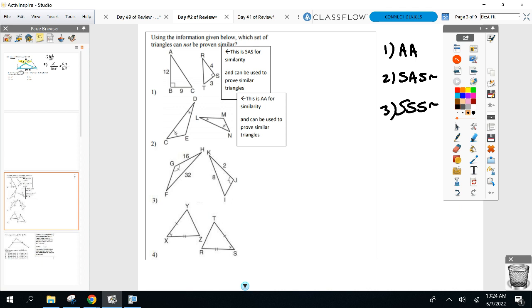All right, I'll let you guys look through these 4 choices right now. Which ones can I not prove similar? Basically, it doesn't fall within these 3.